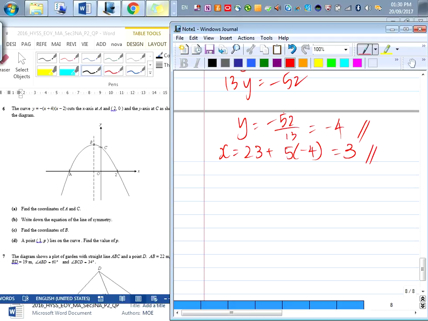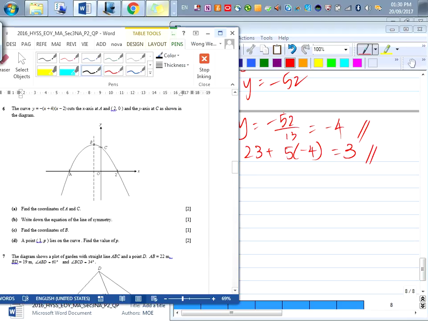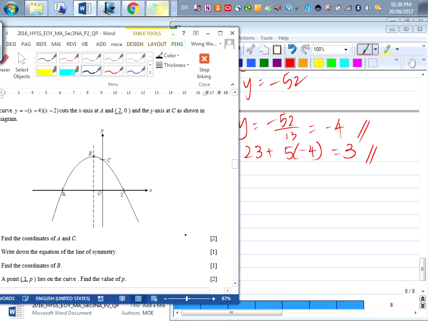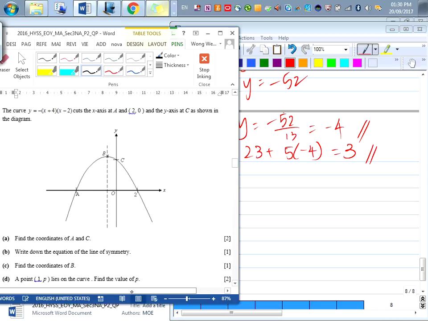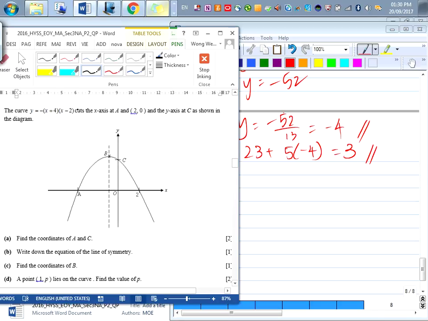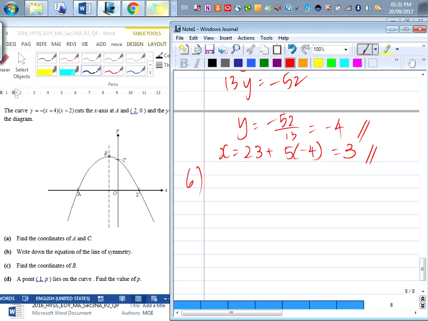Now, question 6. The graph question. The curve y equals negative (x plus 4)(x minus 2) cuts the x-axis at A and (2, 0). It also cuts the y-axis at C. Find the coordinates of A and C. Is it a difficult question? It is super easy.